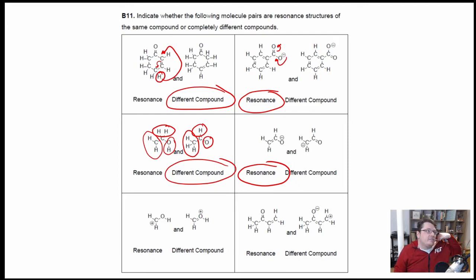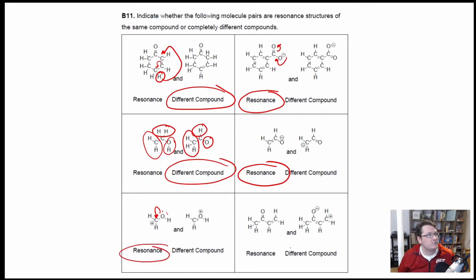Right, you still have the exact same overall framework of that system. The only thing that's moved is the positive charge, and now you have a double bond between the two of them. And that happens because if we look at the electron pairs drawn on that oxygen, one of those electron pairs moves in to form the double bond in that case. So this is a resonance structure.